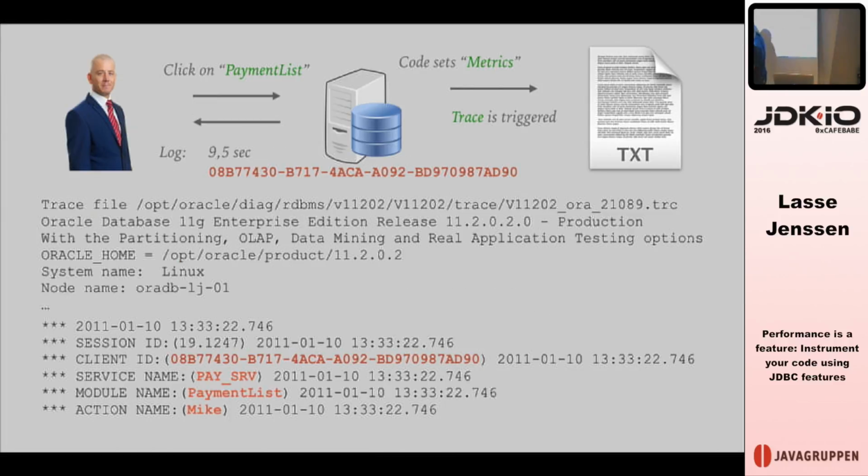So when Mike came in next time, Mike clicked the payment list button. Your code set the metrics. I have turned on trace for payment list and Mike, so the trace file is written. You also write that identifier to your log with a timestamp that says that run took 9 seconds. You know that is slow. In the trace file, you actually also see this. So all your trace information is actually preceded by this.